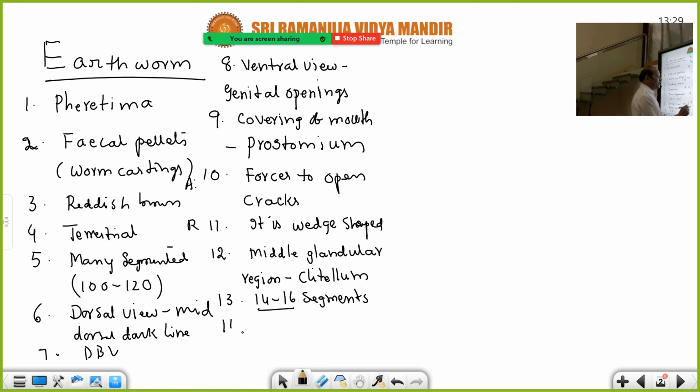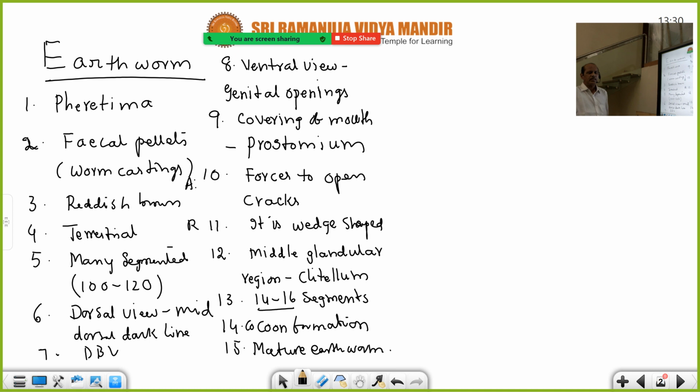Function of clitellum: cocoon formation. The function of the clitellum is cocoon formation, which means the egg box is prepared by the secretions of gland cells present in the clitellum. The cocoon is formed. Generally the clitellum is found in mature earthworms. By the presence of the clitellum you can say that it is a mature earthworm. Only in the mature earthworm is this clitellum present.